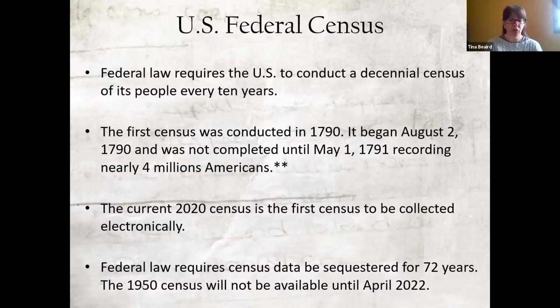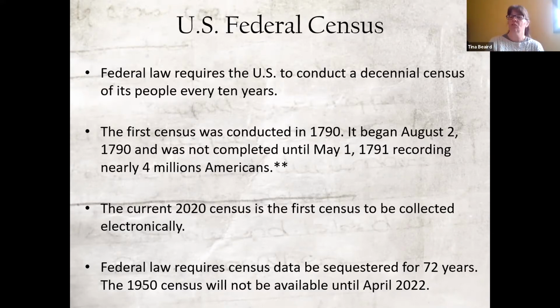So federal law also requires that that information be sealed for 72 years. That means Homeland Security can't get their hands on it. That means the IRS can't get their hands on it. That means that that information is locked down and is only available to specific people within the US Census Bureau for 72 years. How that impacts us as genealogists is the fact that the 1950 census, which will be the next census to become available, won't be available to us until April of 2022.